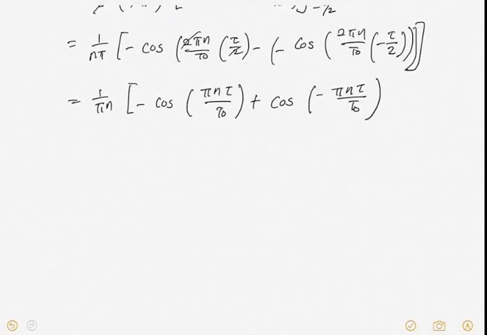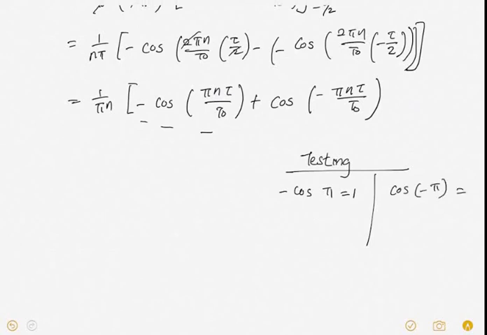So are these two the same or not? Cos n pi tau over T naught with negative cos n pi tau over T naught. You can just try to test. Let's say you put negative cos pi: what's the answer? It equals 1. Then you have cos of negative pi. Do you get the same thing? You get negative 1, right? And if you have negative cos 2 pi, you get negative 1, and then cos of negative 2 pi gives you 1. So it is not the same. So 1 minus 1, you get 0. Minus 1 plus 1, I get 0. So here you get 0.